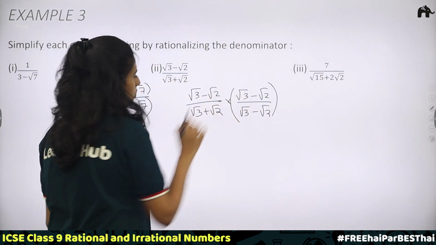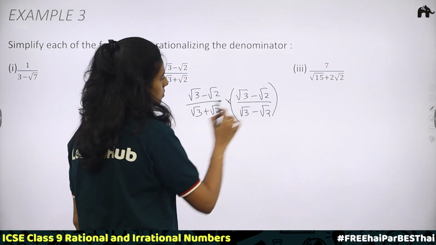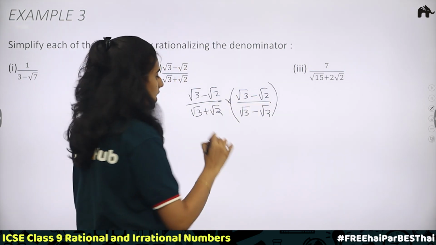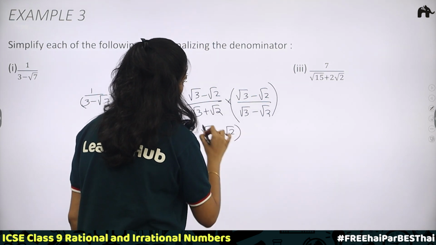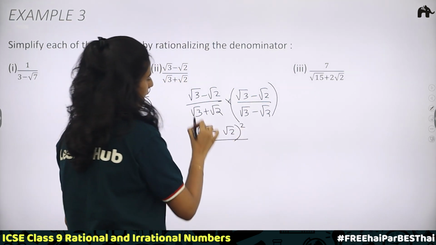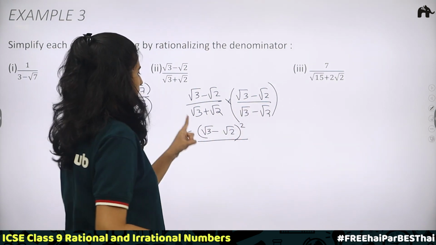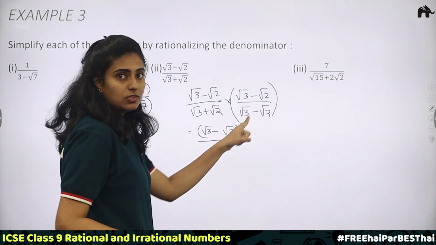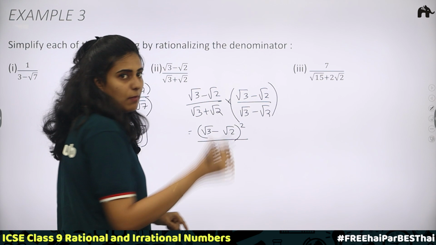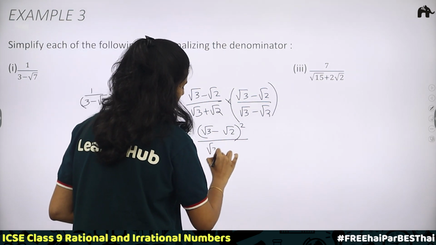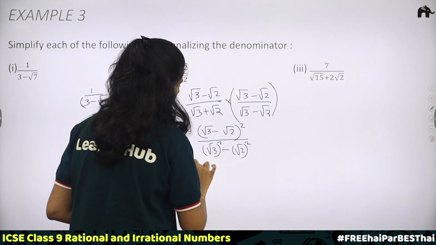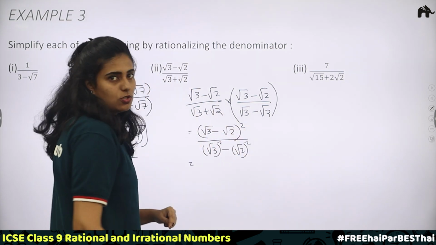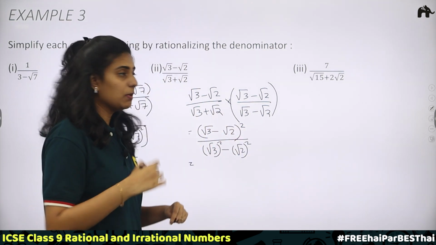Okay, numerator what do we get? Here we have root 3 minus root 2, again root 3 minus root 2, therefore the product will be root 3 minus root 2 whole square divided by A plus B into A minus B. Root 3 plus root 2 into root 3 minus root 2, A square minus B square, root 3 square minus root 2 square, which is equal to A minus B whole square, A square minus 2AB plus B square.